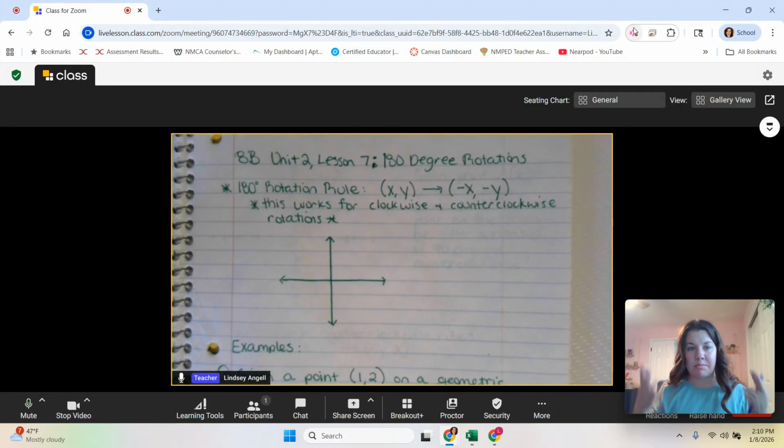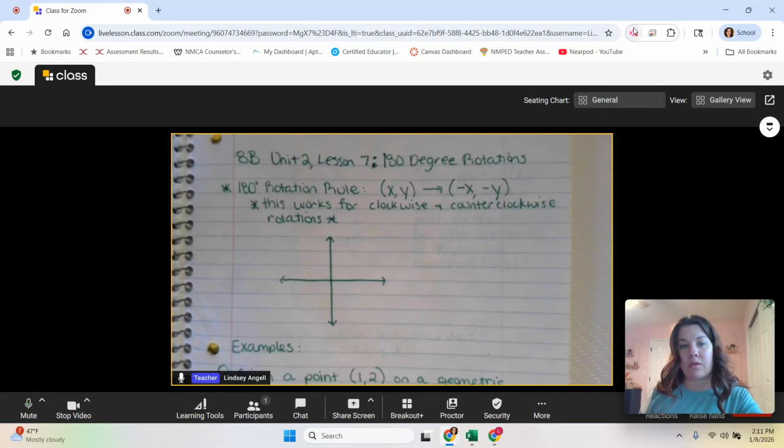That'd be like me facing this way and then turning around. That's a half circle, right? Or if you skateboard, snowboard, ski, anything like that, if you do a 180, that means you flipped around, right? Well, now we're just doing that on graphs.